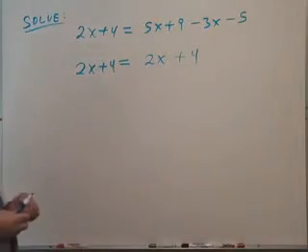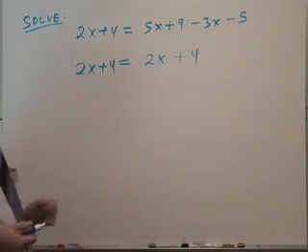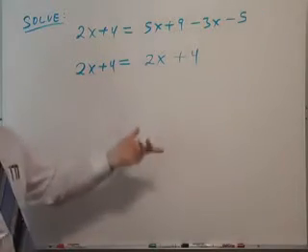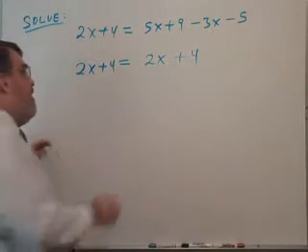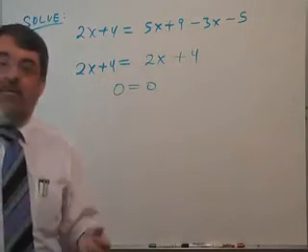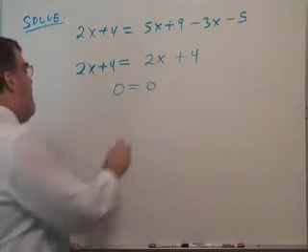And so, look at this. We have 2x plus 4 equals 2x plus 4. Of course it does. If you were to subtract 2x from both sides, subtract 4 from both sides, you would come down to something like this, which is always true. So this type of equation is called an identity.